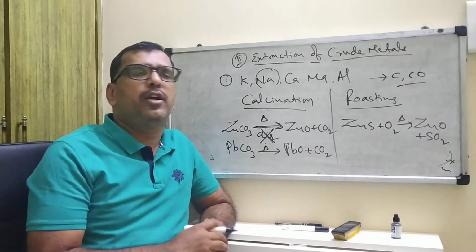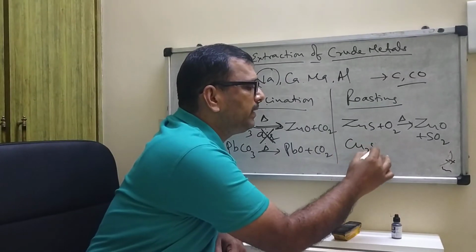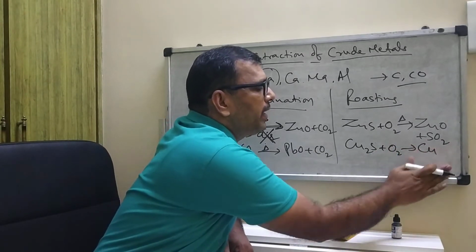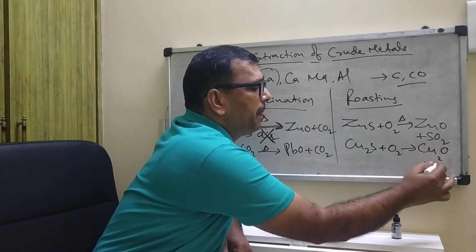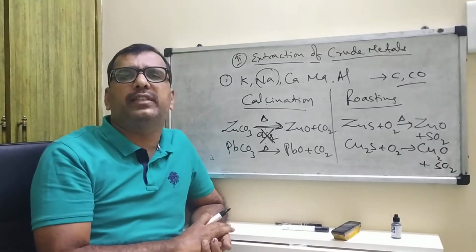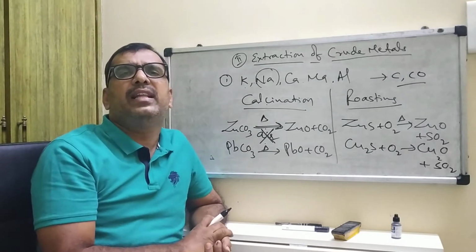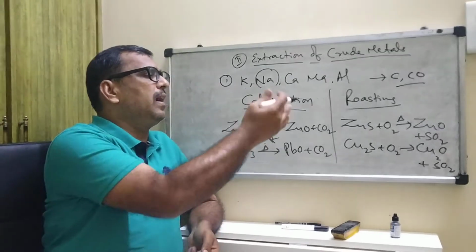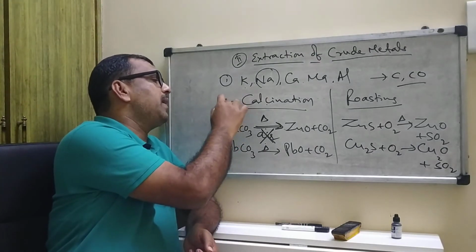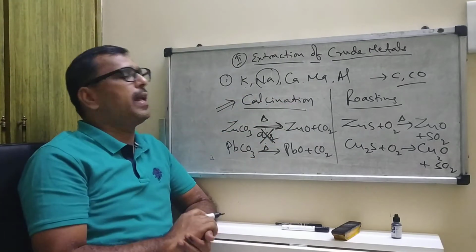Suppose you take cuprite, Cu2S, and react with oxygen. What will you get? Cu2O and sulfur dioxide. So like this, they form the respective oxides with the liberation of the respective gases. So this is what I wanted to explain before extraction: these two terminologies.